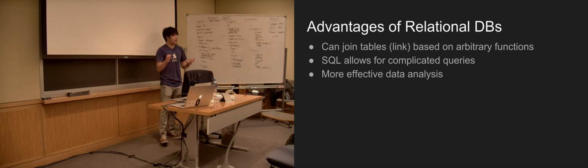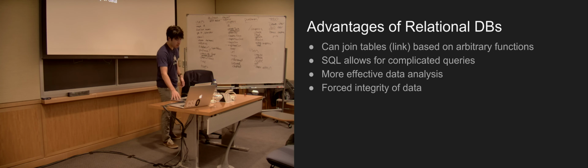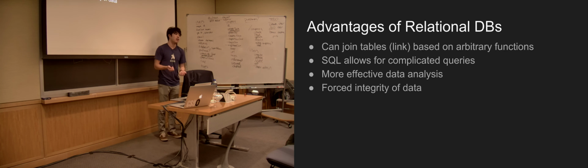You also have more effective data analysis, since you can join any table to another table and see, like, oh, how does this relation look? And you have forced integrity of data, which means because it's a very, very strict table, you know exactly what you're going to get when you pull from a row. Does that make sense to everyone?